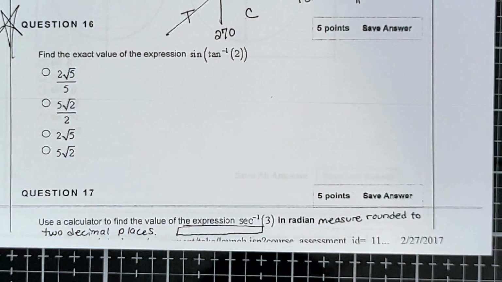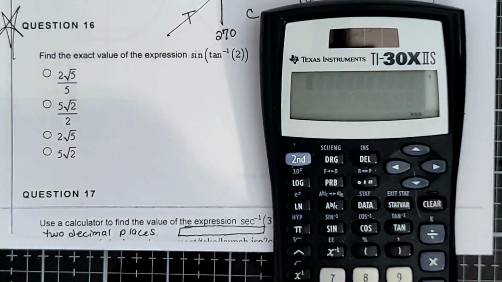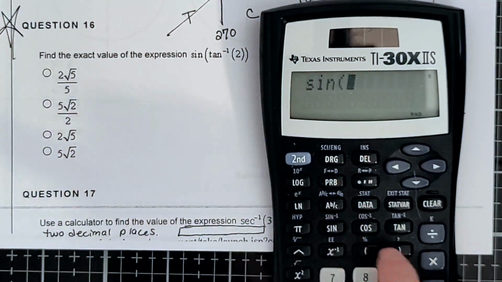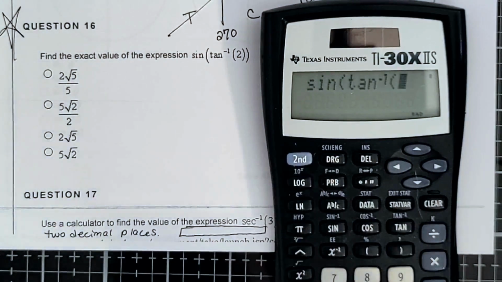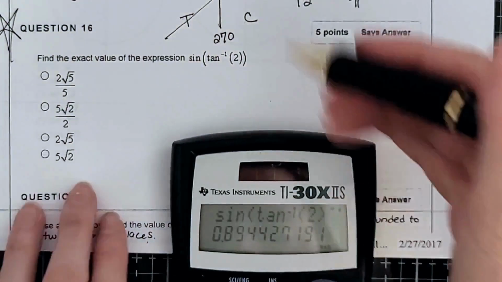Okay, question 16. Find the exact value of the expression sine tan inverse of 2. And I would use my calculator to do this. I think that would be the easiest way of doing it. So I would type in the calculator sine, second tan inverse 2. All right, so that gives me a decimal of 0.89.